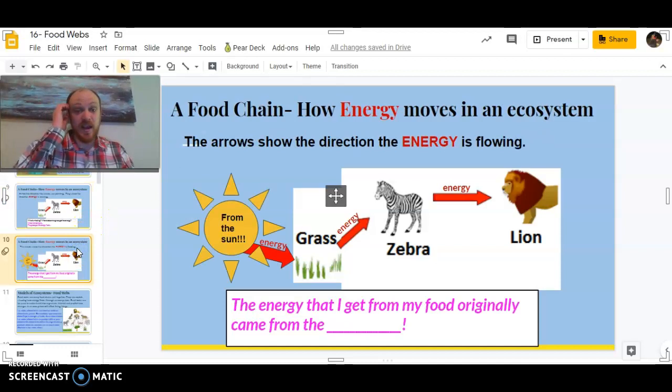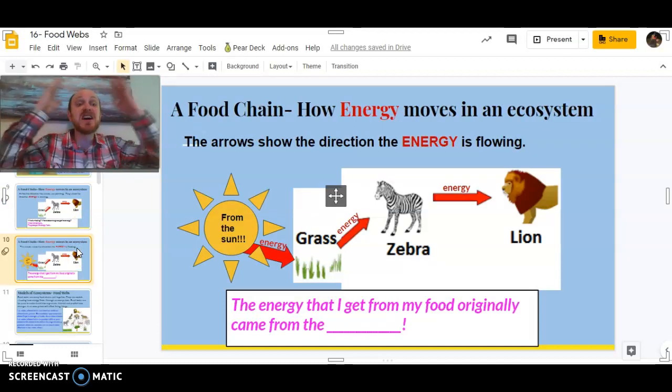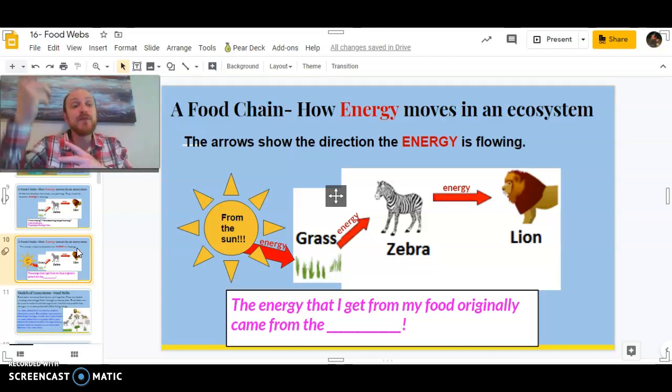I'm hoping you've done that, and I hope that you realized, well, the grass is a plant. It gets its energy from the sun. It has chloroplasts. It does photosynthesis. It takes energy from the sunlight, and it makes its own food. So the energy that I get from my food originally came from the blank. I want you to fill that in because you know what it is.